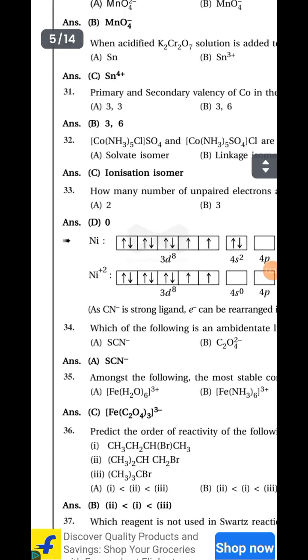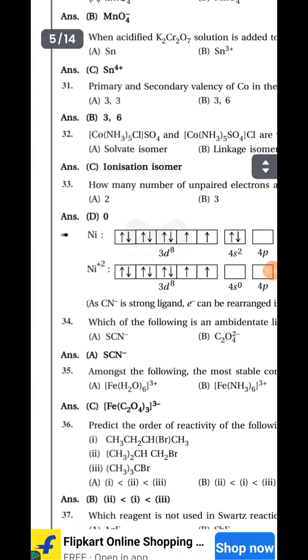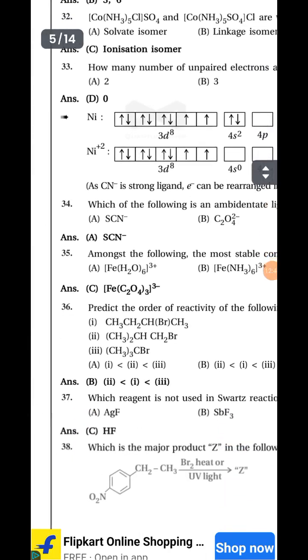It can share from both sides, HCN. Amongst the following, most stable complex. So this would be your most stable complex.